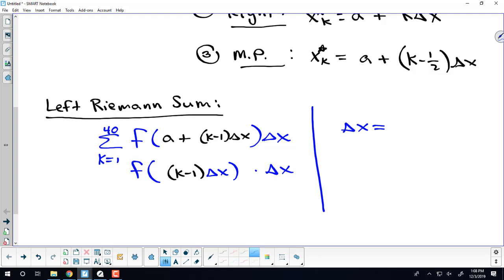Is it 3/5? Is it 24 over 40? b minus a over n. Yeah, 24 minus 0 over 40. What is that? 12 over 20, 6 over 10, 3 over 5. So that's our delta x.